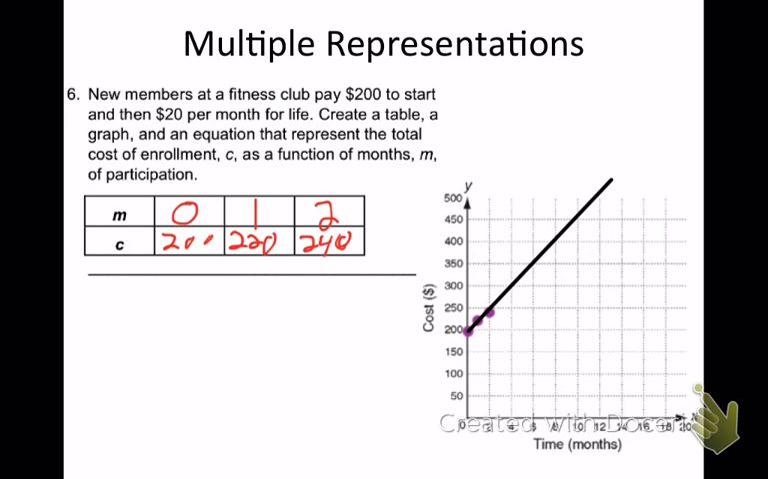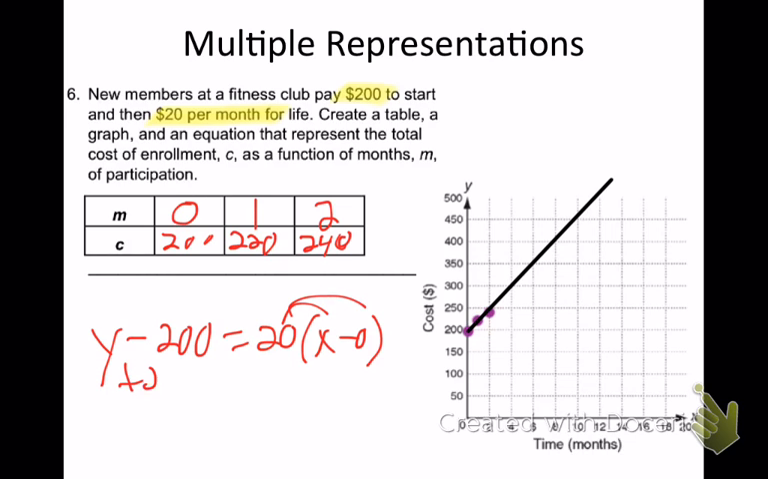Now I need to write an equation. Jeremiah, is the equation kind of given to you? Yeah, it's y minus 200 equals 20 times x minus 0. Distribute, add the 200 over. And you get y equals what, Jeremiah? 20x plus 200. 20x plus 200, that is correct.